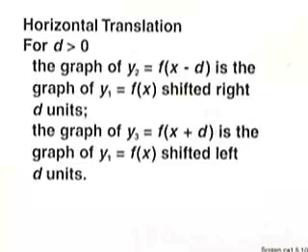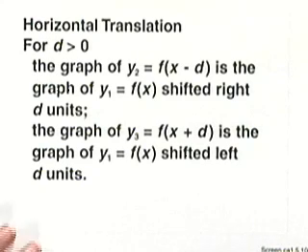Now let's look at horizontal translations. For d greater than 0, the graph of y sub 2 equals f of the quantity x minus d is the graph of y sub 1 equals f of x shifted to the right d units. The graph of y sub 3 equals f of the quantity x plus d is the graph of y sub 1 equals f of x shifted left d units.